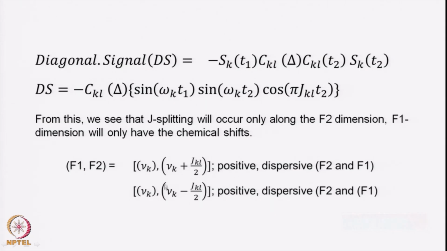And notice these both will be positive peaks, and they will have the sine peak shape. Since they are sine modulated, they will have dispersive line shapes. So both of them will have dispersive line shapes along the F2 and the F1 dimension. Just now let us keep it that way, and we will see that this can actually be changed by phase correction. When we do a phase correction, of course, this can go to the absorptive line shape, but let us do it afterwards, after we see the cross peak as well.